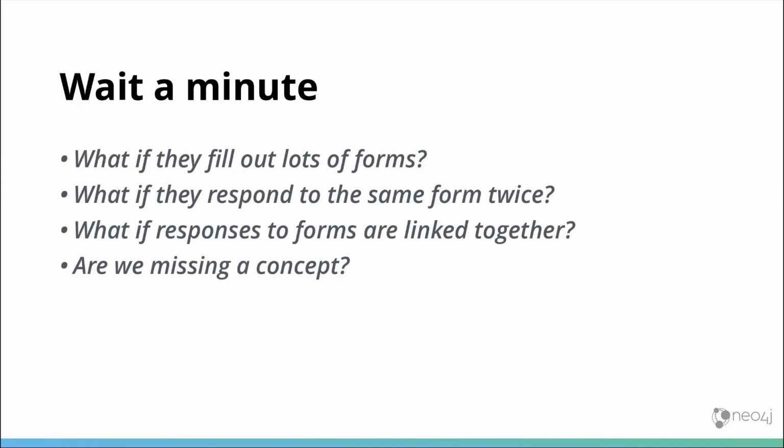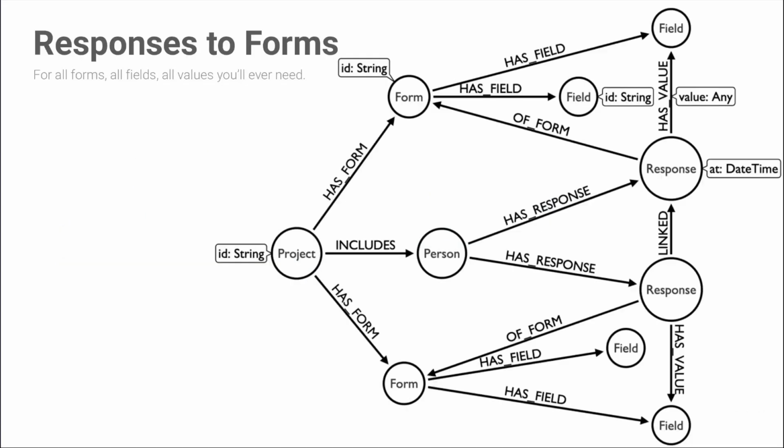Wait a minute, though. What if they fill out a lot of these forms? And what if you want to see if they fill out the same form twice, or these things are linked together, or what's going on? Are we missing some kind of concept? And we might be, right? We might be missing the concept of responses. So a person has a response, and that response is of a form. And those responses have fields, have values.